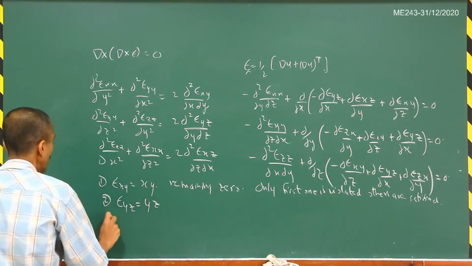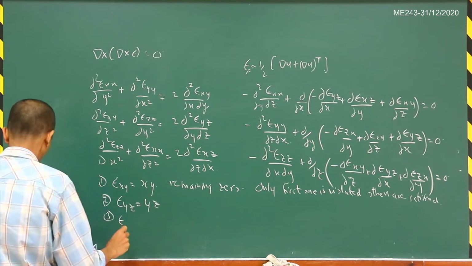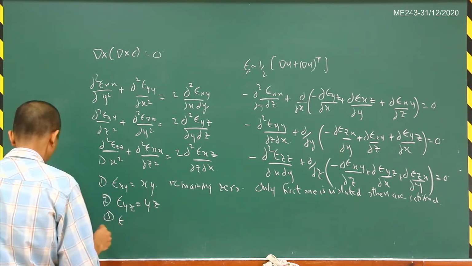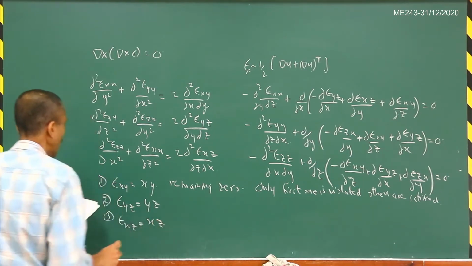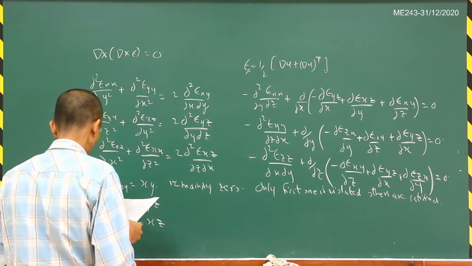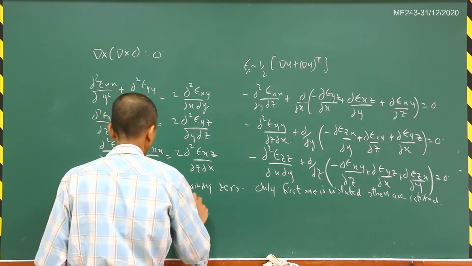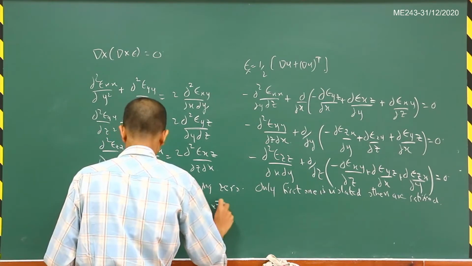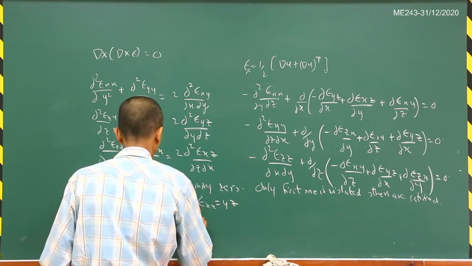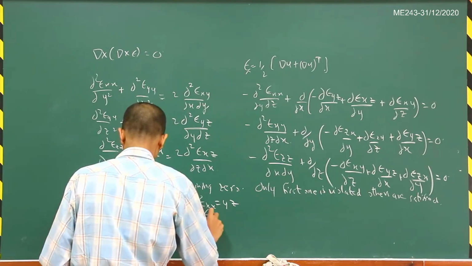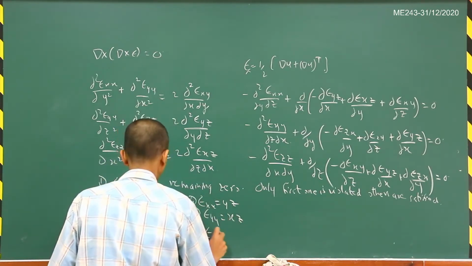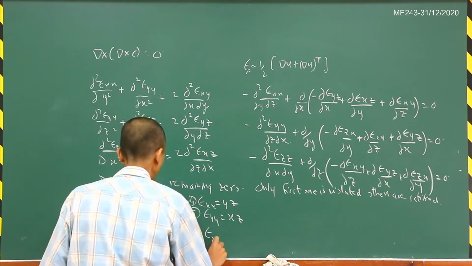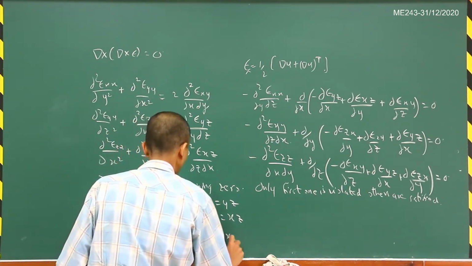Similarly, now if you take epsilon yz equal to yz, that is the second choice, then third you take epsilon xz equal to xz. Then the fourth choice you make is epsilon xx equal to yz. Then the fifth choice is epsilon yy equal to xz. And the sixth choice you make is epsilon zz equal to xy.